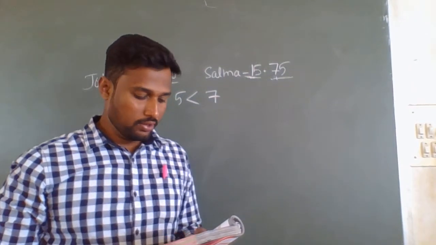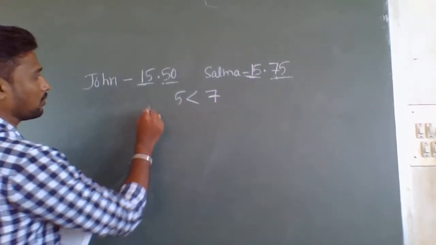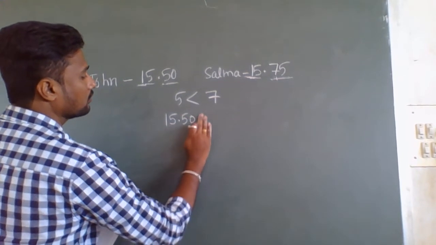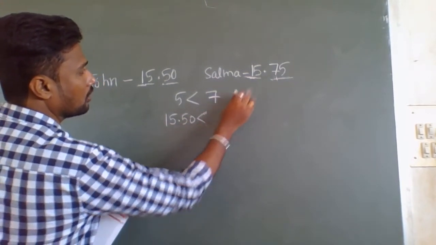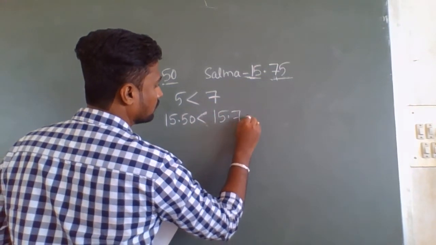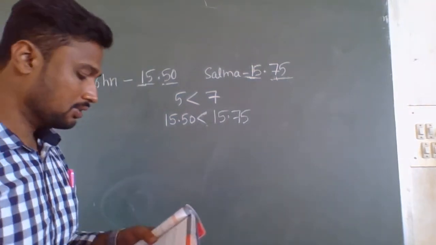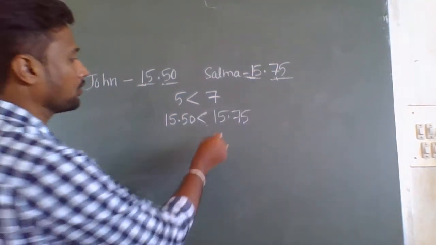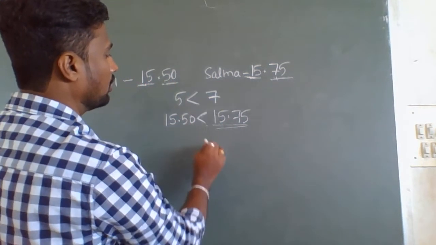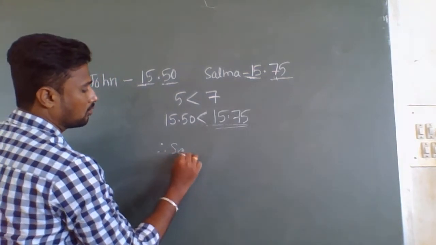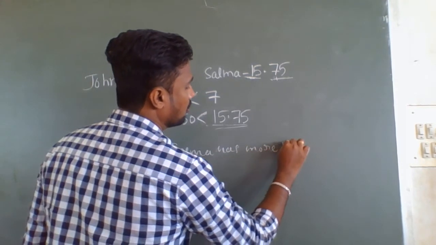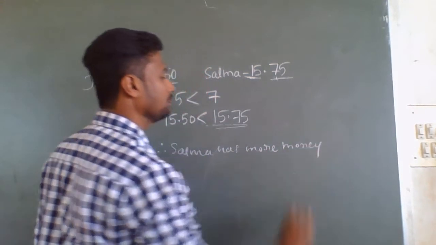So we say 15.50 is less than 15.75. Thus Salma has more money. 15.75, who has this much money? Salma. Therefore we should write that Salma has more money.